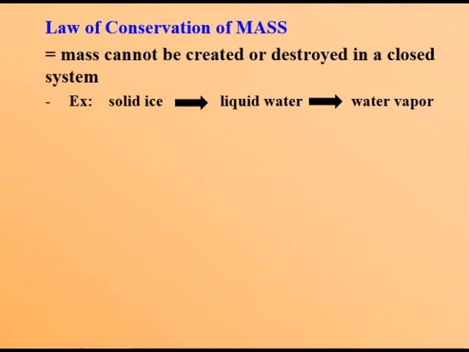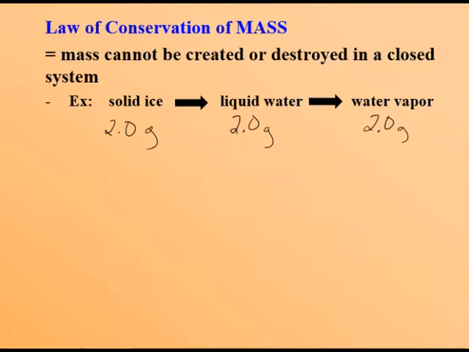vapor. When you have solid ice, and let's say we have a 2.0 gram sample, and we melt it in a closed container, we're going to have 2.0 grams of liquid water. And when we evaporate it in a closed container, we're still going to have 2.0 grams of water vapor. So mass is not changed when you change state.